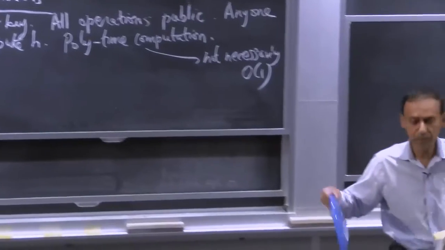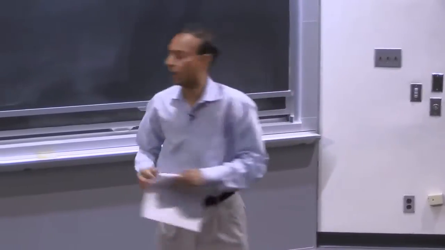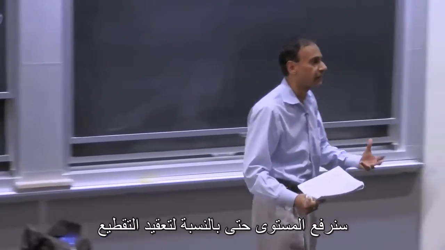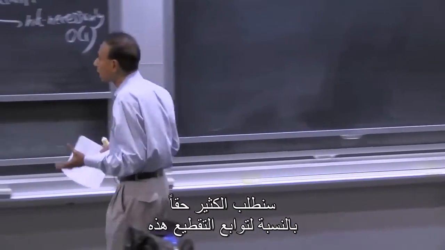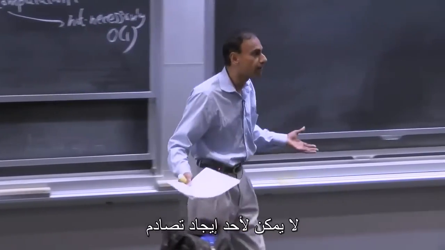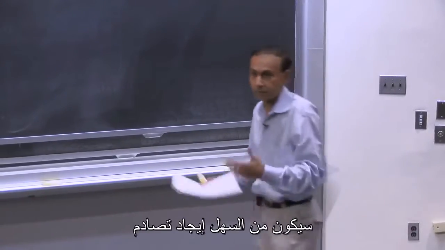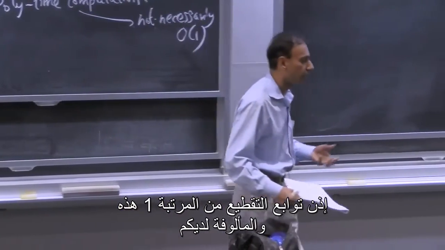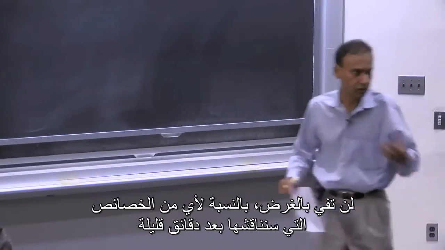So we're going to raise the stakes even with respect to the complexity of the hash. And as you'll see, because of the desirable properties, we're going to have to do that. We're going to ask for really a lot with respect to these hash functions. Nobody can find a collision, right? And if you have something as simple as k mod p, it's going to be trivial to find a collision. And so these order 1 hash functions that you're familiar with aren't going to make the grade with respect to any of the properties that we'll discuss in a few minutes. Right? So remember, this is polytime computation.